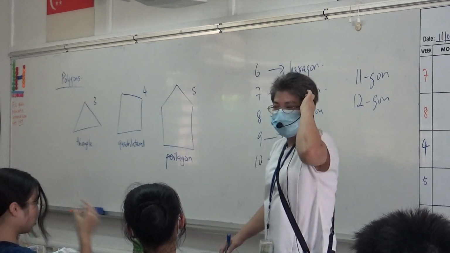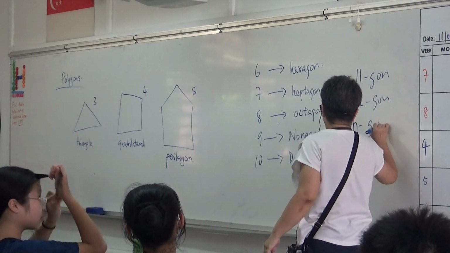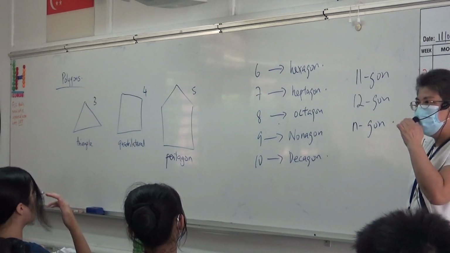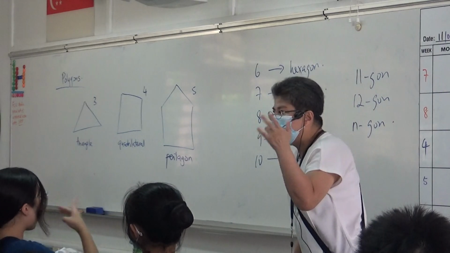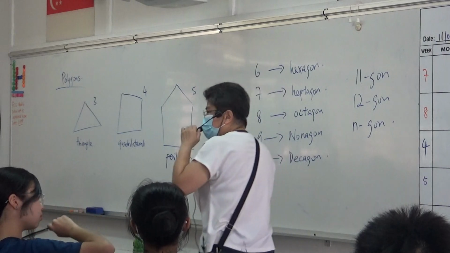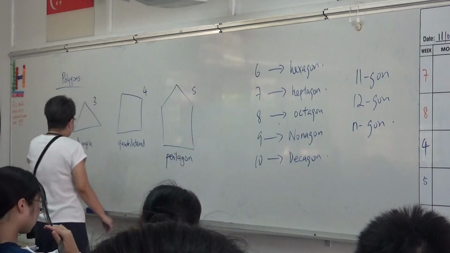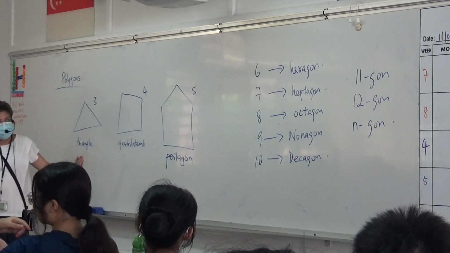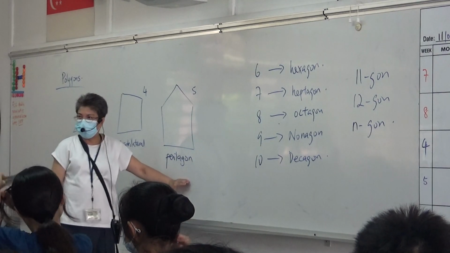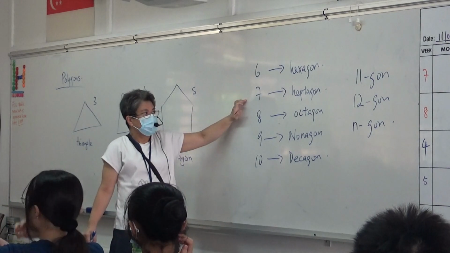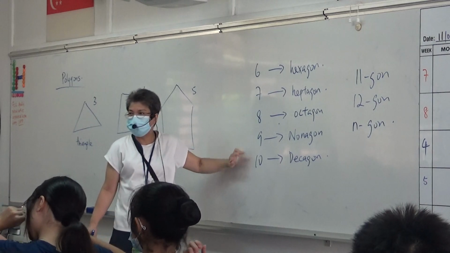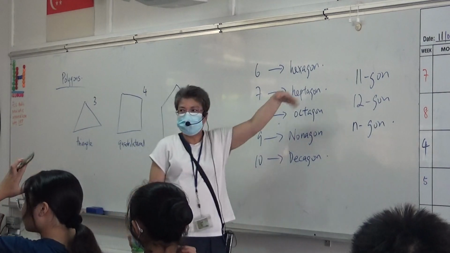Okay? So, what do you mean by an n-gon? What if I say it's an n-gon? That means number of sides is how many? N. You don't know how many. Understand? So, I repeat. Listen up. Triangle is how many sides? 3. Quadrilateral? 4. Pentagon? 5. Hexagon? 6. Heptagon 7. Octagon? 8. Nonagon? 9. And decagon? 10. Other than that is whatever you have.